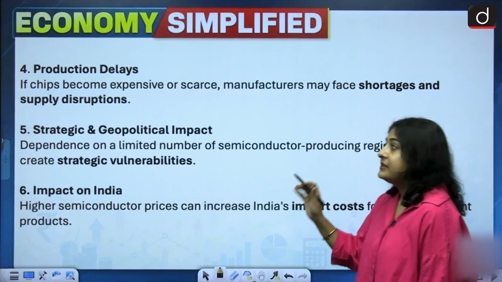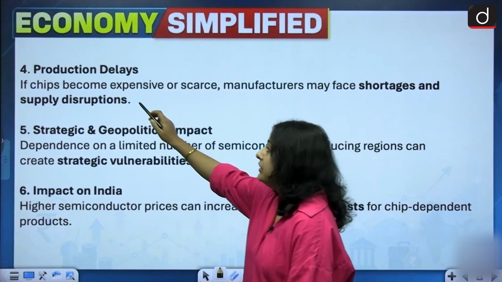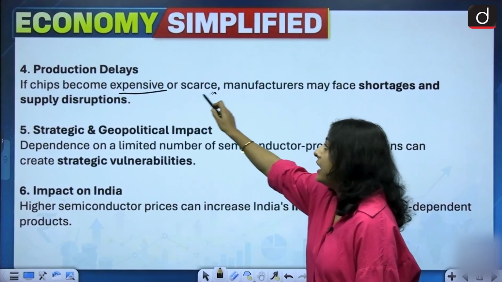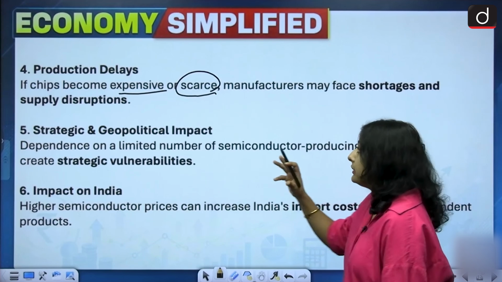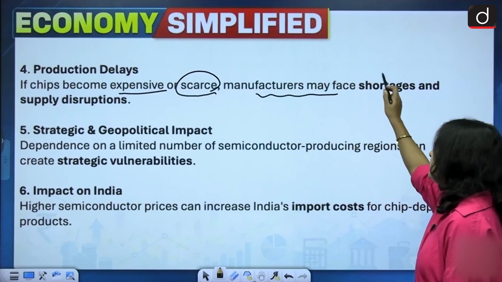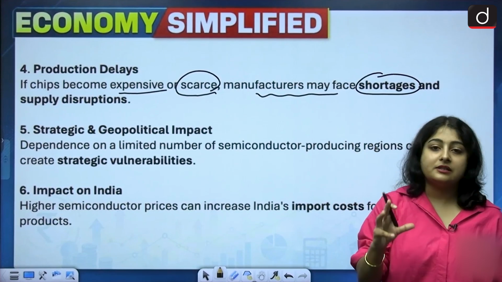It can also cause production delays. If chips become expensive or scarce, if there is limited availability of those semiconductor chips, manufacturers may face a shortage and supply disruption.